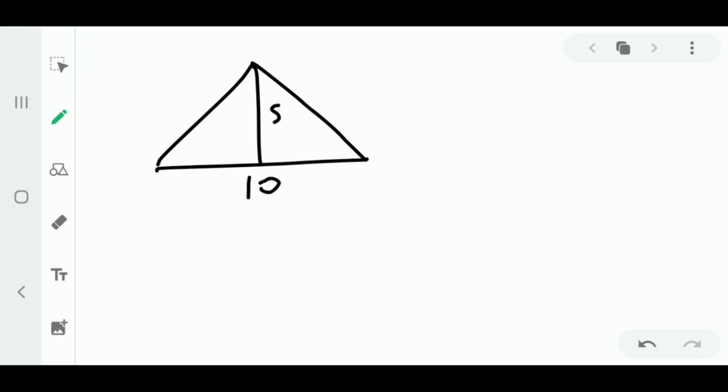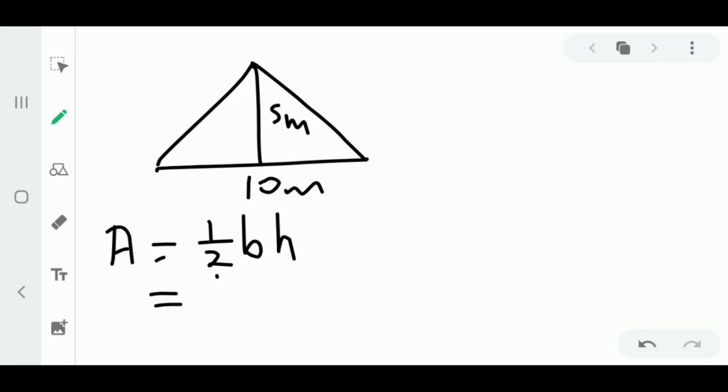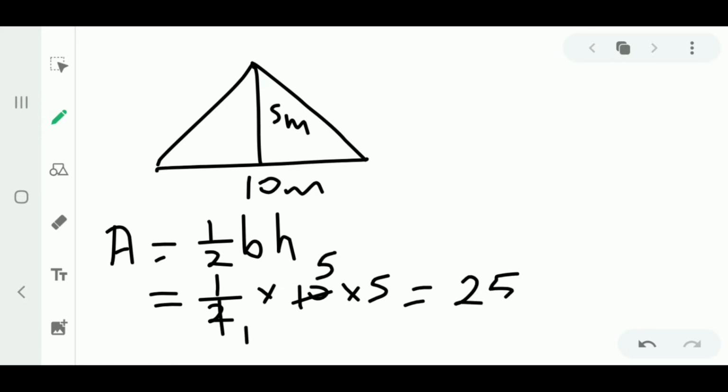Let's say we had this here. Again, we could use this formula because we have the height, which is half times 10 times 5. This cancels this. This goes here 5. So we have 25 meters squared.